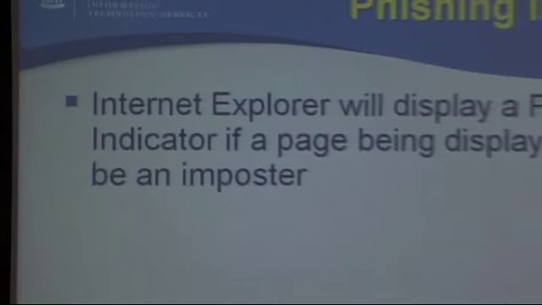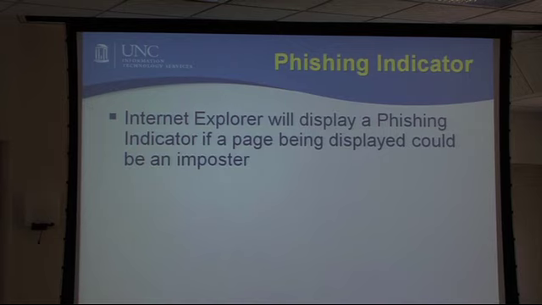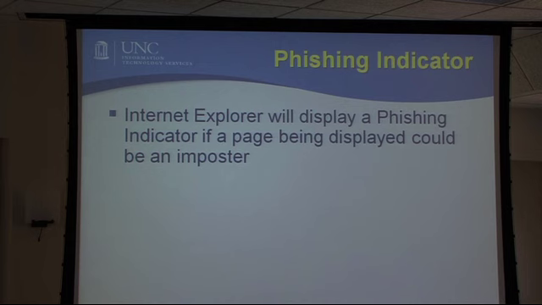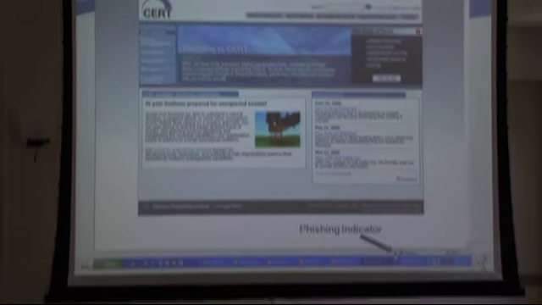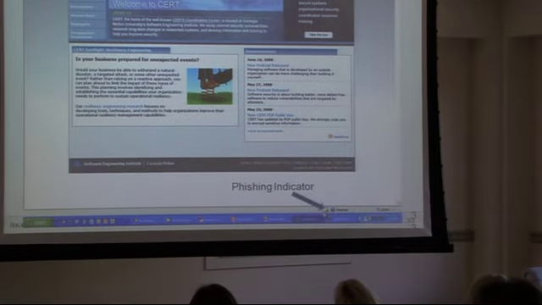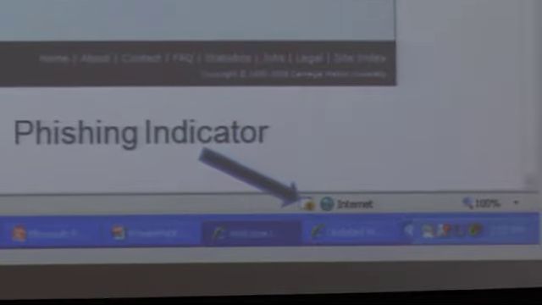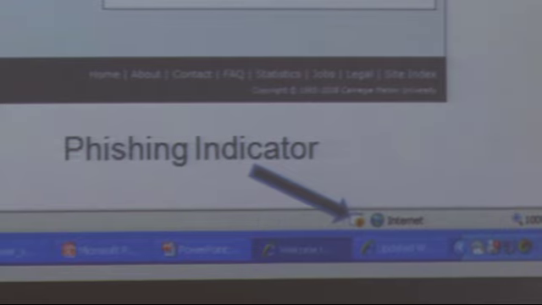Older versions of Internet Explorer, I think 8 and 9 probably might not do this, but everything before 8 and 9, so 7, probably what most people are using, have a phishing indicator. It's a little indicator at the bottom of the browser there. If the site's questionable, it may have an exclamation point on it. If the site's questionable, I wouldn't put my sensitive information in it. I wouldn't put my banking information or credit card information in it.